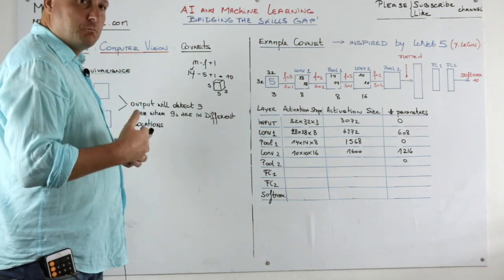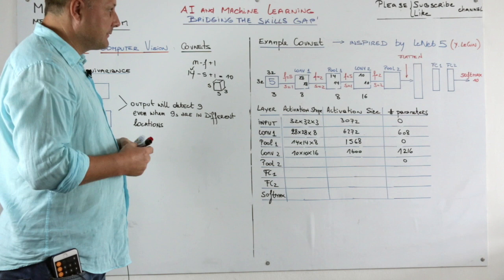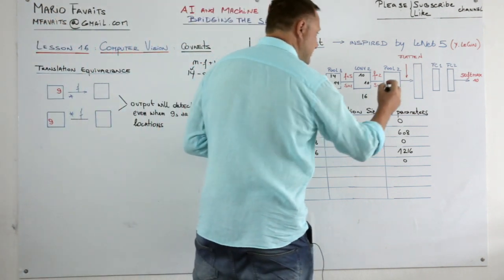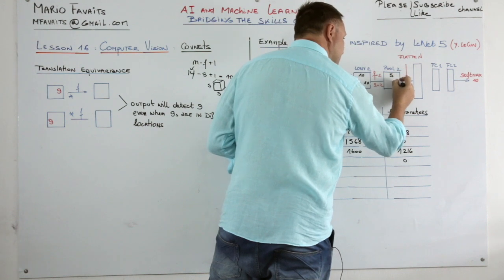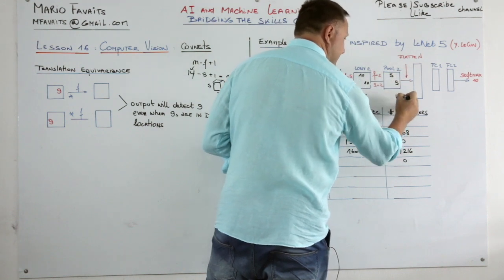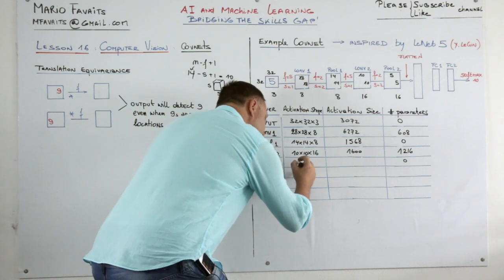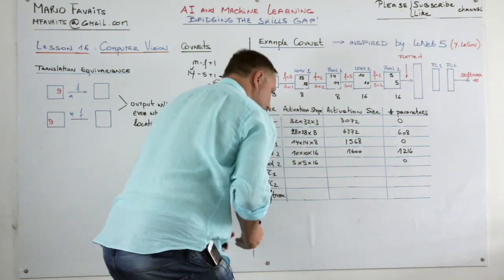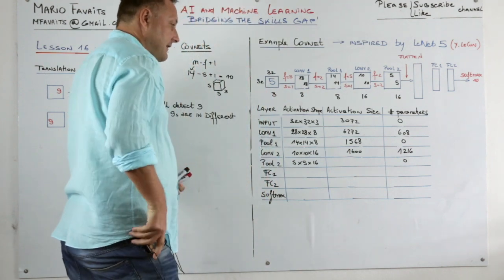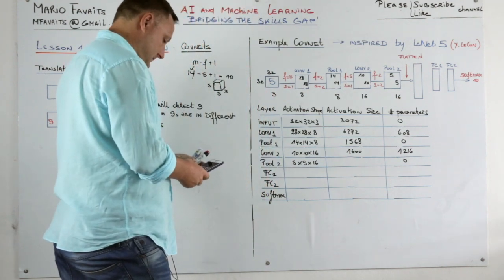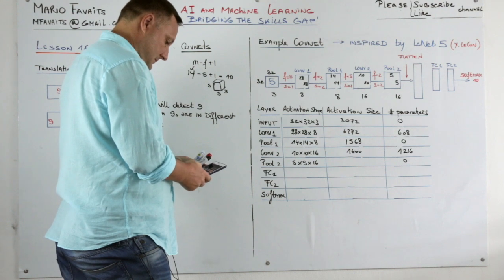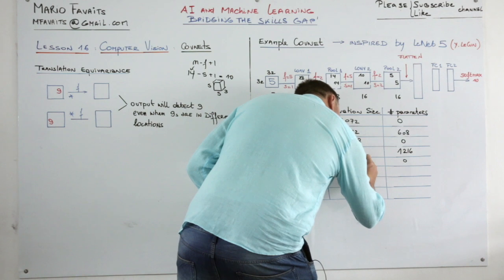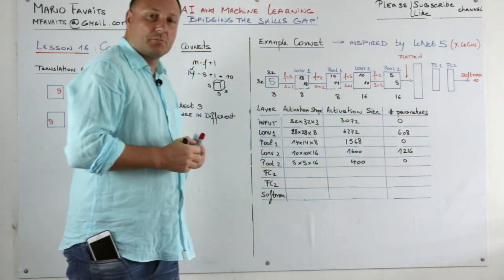And then again we have a pooling layer. Remember, in the pooling layer we divide the size by 2. So this is going to be 5, and this is going to be 5, and we're still going to have 16 filters. So it's 5 times 5 times 16, that's 25 times 16, which is 400. And no parameters for pooling.